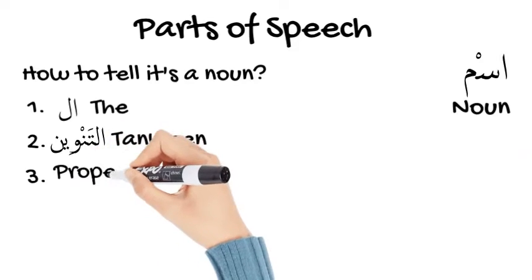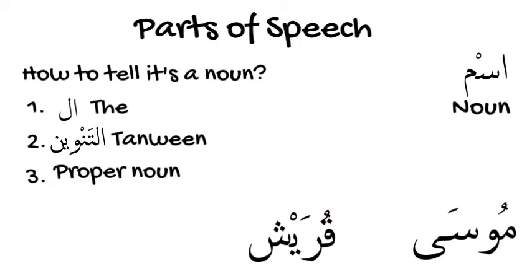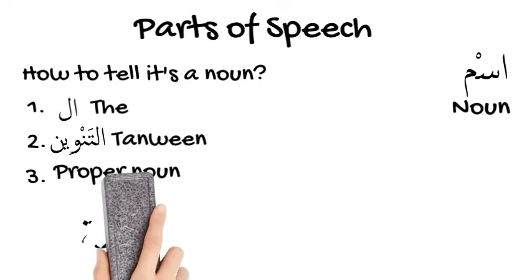Number 3, if the word is a proper noun. A proper noun would be the name of a person, the name of a tribe, the name of a place. So for example, Musa is a proper noun, so that's a noun. Quraysh, that's the name of a tribe, so it's a noun. And Mecca is the name of a place, so it's also a noun.